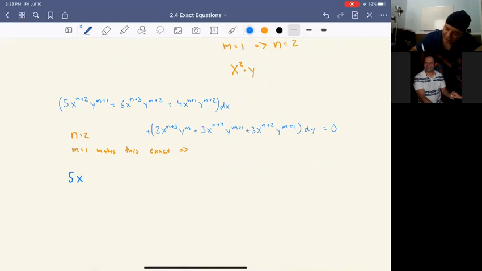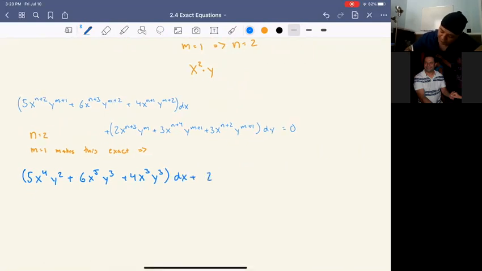5x to the 4th y squared plus 6x to the 5th y to the 3rd plus 4x to the 3rd y to the 3rd dx plus 2x to the 5th y plus 3x to the 6th y to the 3rd plus 3x to the 4th y squared dy equals 0. This is an exact equation.